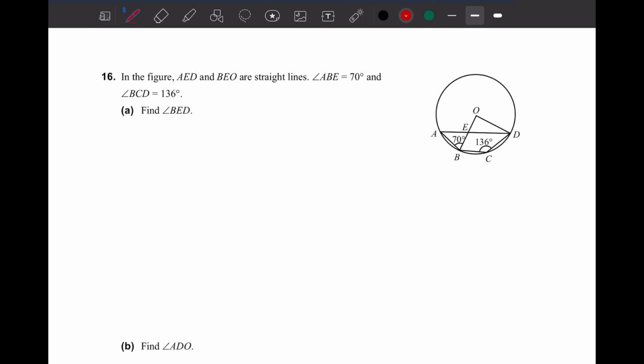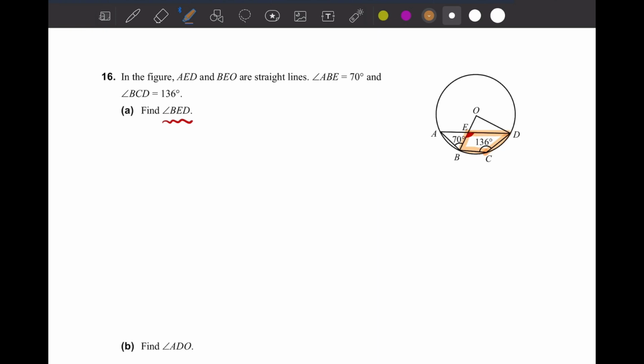Let's look at question 16. So in here, they want you to find angle BED. So this is the angle here. And be careful with that. Quite a lot of you might think, okay, so angle BED, adding that 136, isn't it 180 because of opposite angles of a cyclic quadrilateral, right? But look at this.